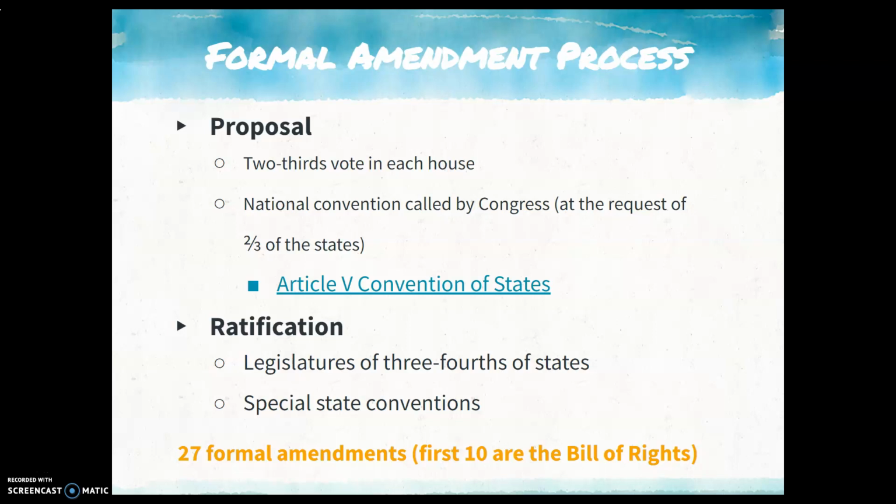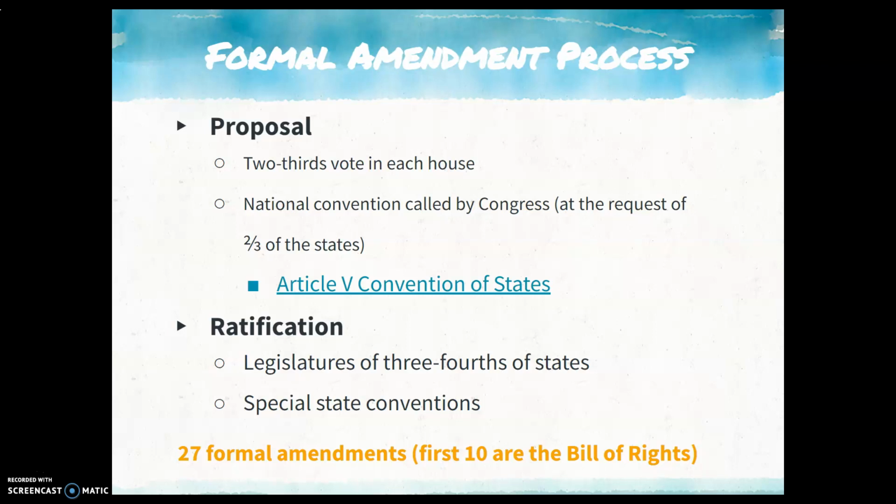It is also possible to call a national convention called an Article 5 Convention of States, in which 2/3 of the states request that Congress convene an Article 5 Convention of States where states are able to propose the amendments they would like to put up for ratification. They would still require 2/3 of states to say yes to those amendments.